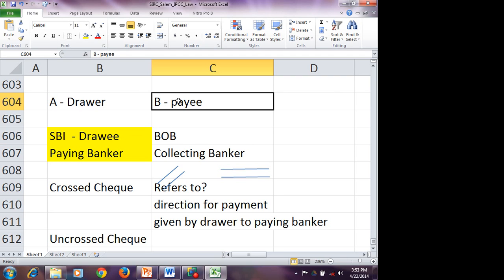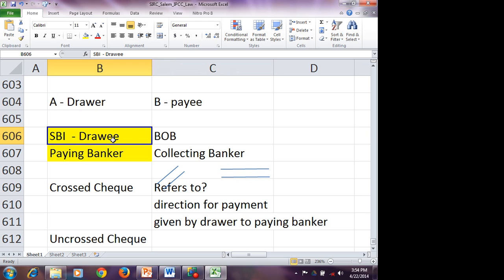Instead of communicating in a lengthy paragraph and putting an instruction, we adopted a symbol language. If I put two symbols in the cross, it's a direction given to you that you cannot make the payment directly. B cannot go to SBI, present the check at the counter and collect it. B has to compulsorily what?